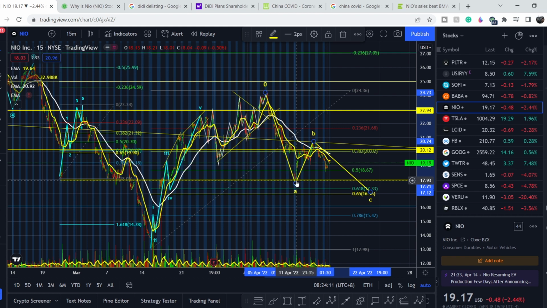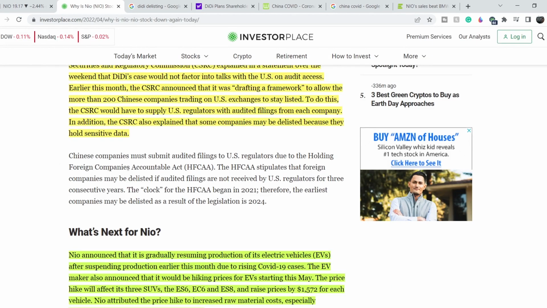And what should you do if you want to enter a position with this asset? I will show you in just several minutes. And for now, let's continue with the fundamental news and let's take a look at why we had this movement to the downside. So let me show you this article.